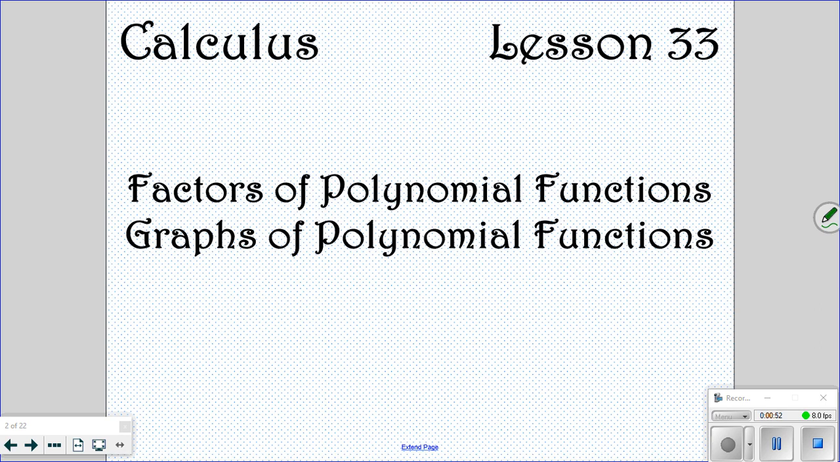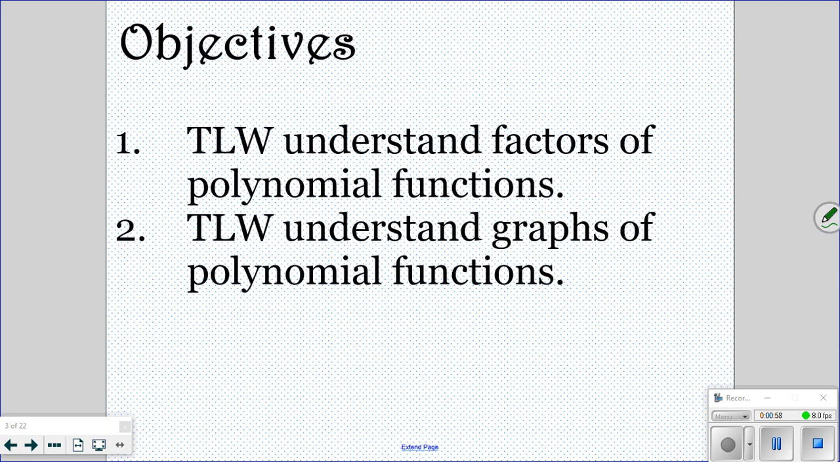We are looking at lesson 33 today, factors of polynomial functions and graphs of polynomial functions. This actually should mostly be review from pre-calculus, so hopefully this will jog your memory and it won't be all a new concept.